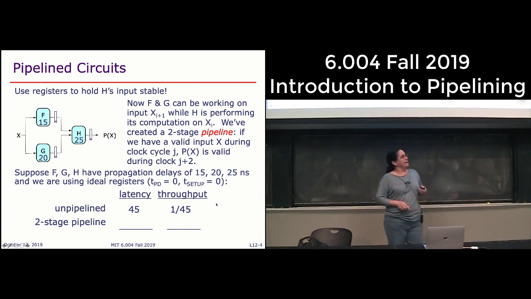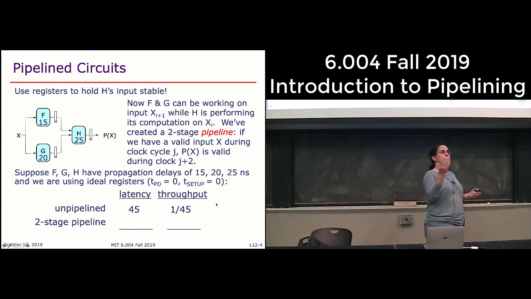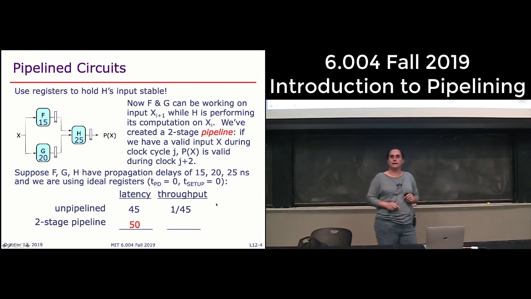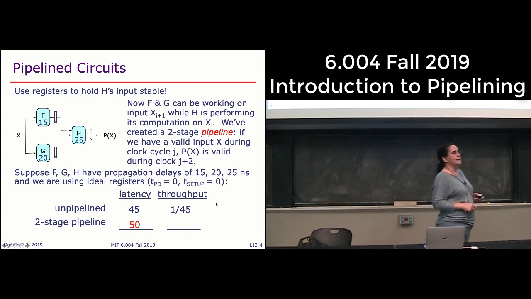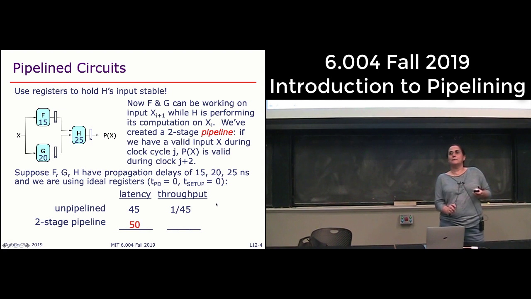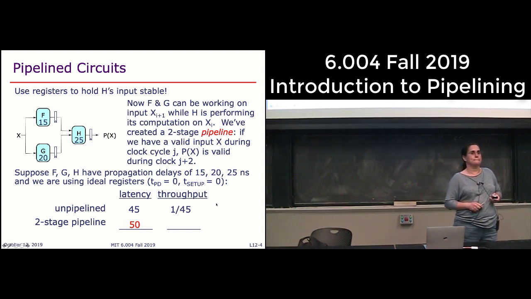And now, in order to actually have input X make it all the way to P of X, I need to go through 2 of these cycles. And so my latency is going to be 2 times 25, or 50. But what's my throughput in this circuit? How often am I producing outputs? Yep. Every 25? Every 25, exactly.